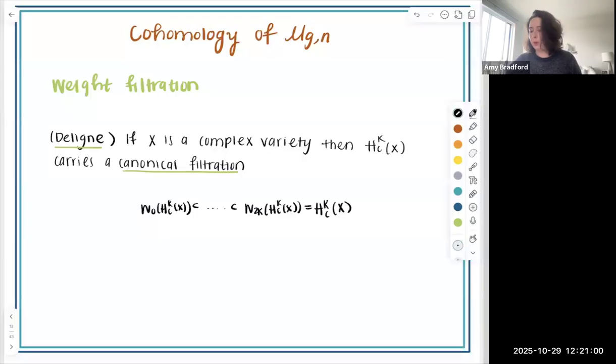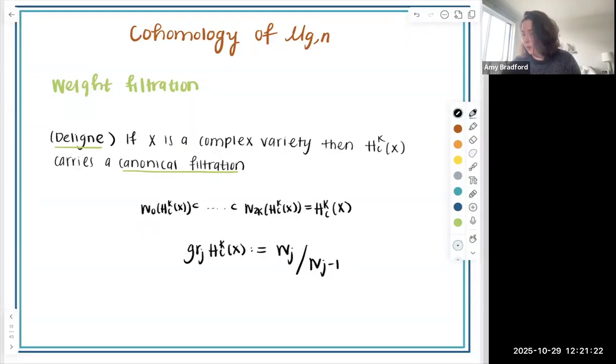Let me make one more definition, which is the jth graded piece of the cohomology. I'm going to define this to be the weight j piece quotiented by the weight j minus 1 piece.